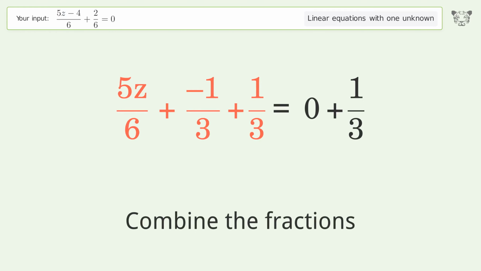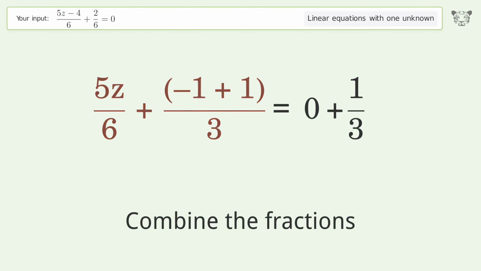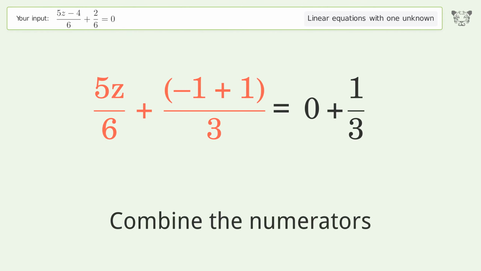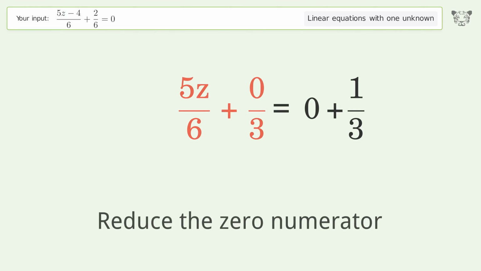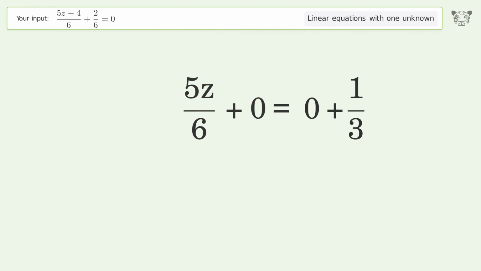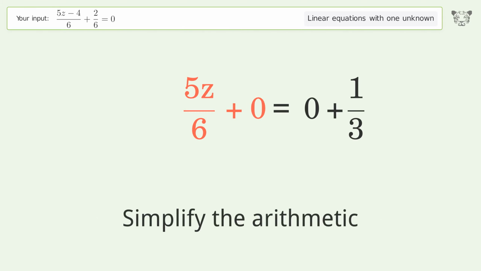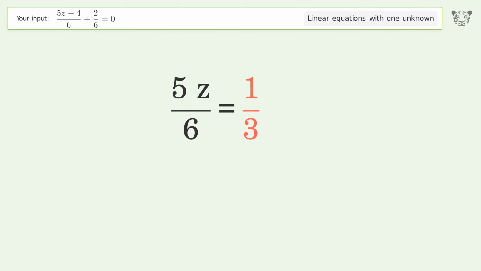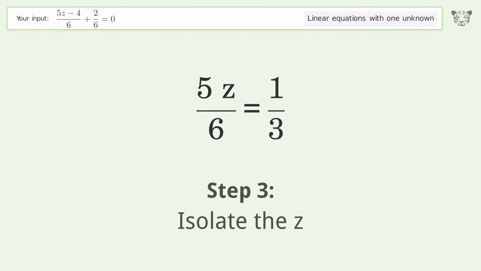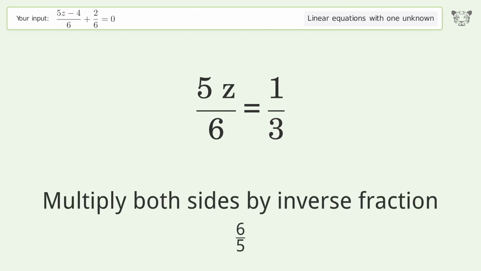Combine the fractions. Combine the numerators. Reduce the zero numerator. Simplify the arithmetic. Isolate the z. Multiply both sides by inverse fraction 6 over 5.